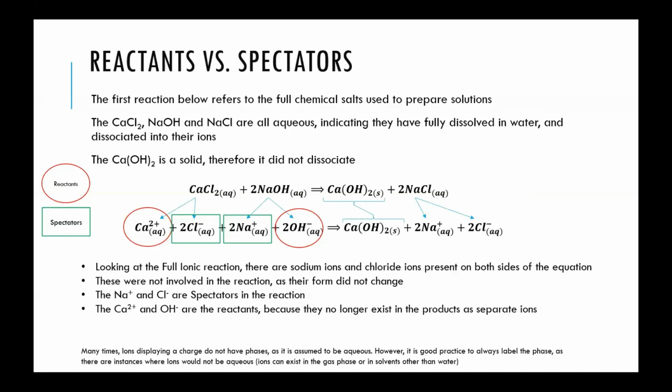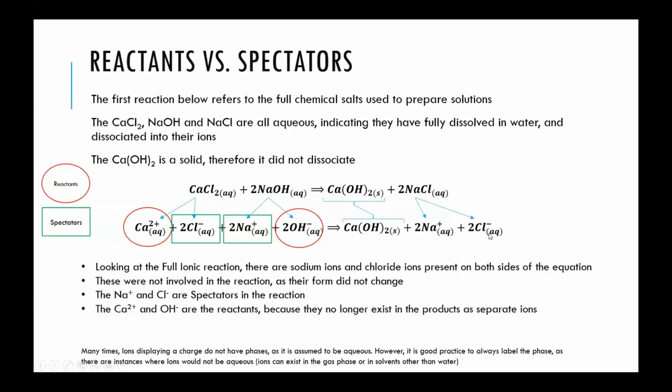So in this case, chloride ions and sodium ions did nothing. They were spectators. They looked on as the calcium ion and the 2 hydroxide ions are the ones that actually reacted and formed the calcium hydroxide solid.